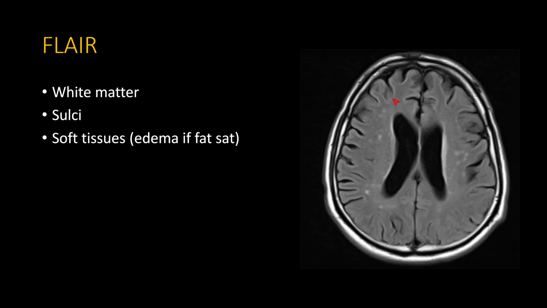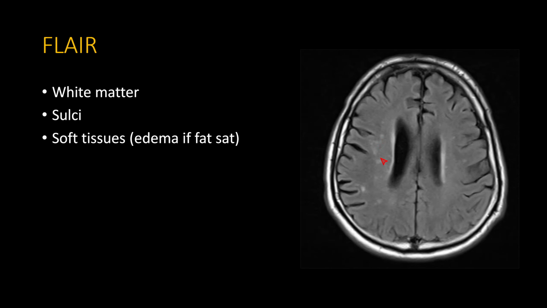As you can see here, cortex is brighter and white matter is darker. So if there are hyperintensities in the white matter, those are abnormal. The nice thing about FLAIR as compared to T2, because the white matter abnormalities would also be bright on T2, is that on FLAIR, the CSF is nulled out. So the CSF signal is suppressed.